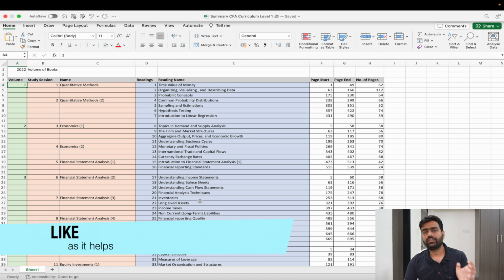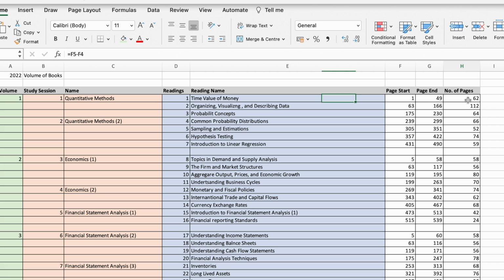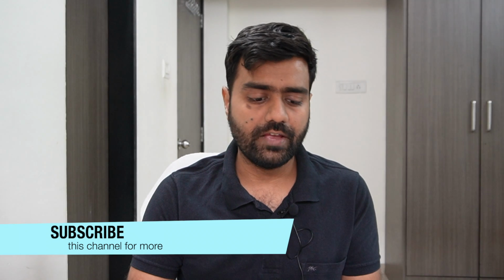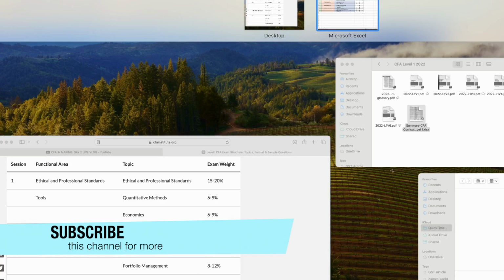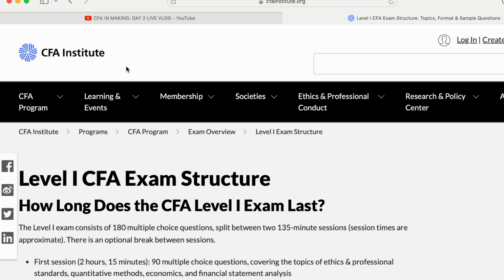Topic wise, that is each study session wise, I have their readings under that study session with the page number, start page and the end page given over there, so that you can know how many pages there are in each reading and you can plan your study like that. There is also multiple help available on the CFA site, which is cfainstitute.org. Here it is for your help. This site also gives multiple help, but this summary is for you all to understand the curriculum of CFA Level 1 and then to make a plan accordingly.